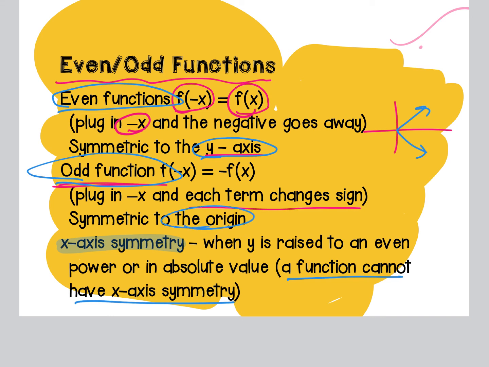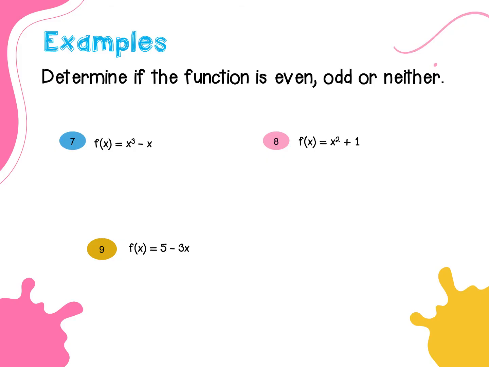So in both cases, we're going to plug in a -x. If it goes back to the original equation, it's symmetric to the y-axis, which means it's even. If every term changes sign, then it's symmetric to the origin, which means it's odd. All right, they'll look like this.